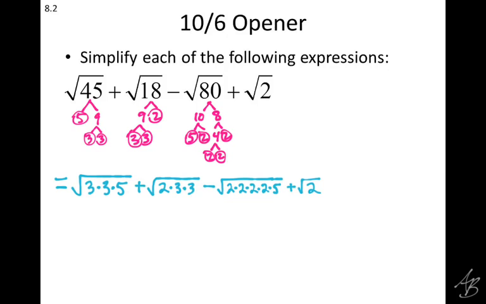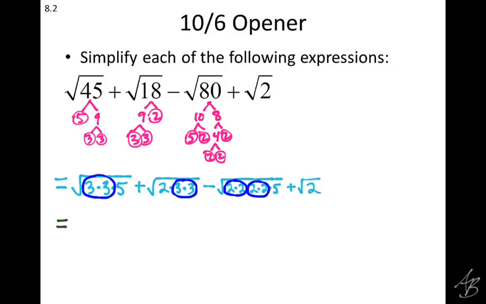All right, now we're looking for pairs. Anybody see any pairs? 3. So in that first one, we got a pair of 3s. In the second one, also a pair of 3s. In the third one, 2s, and another pair of 2s. And then any in the last one? Nope. All right, so time for another rewrite.